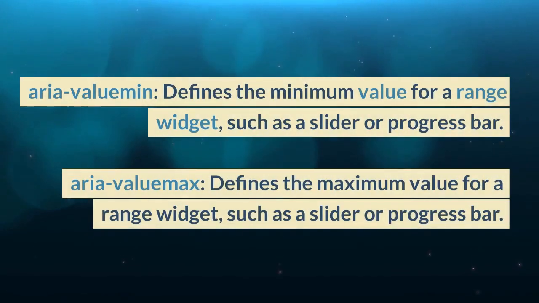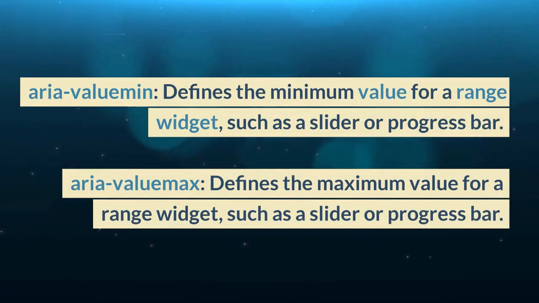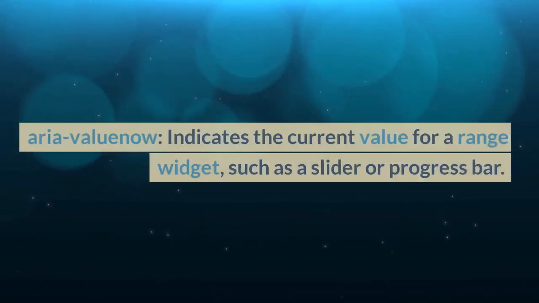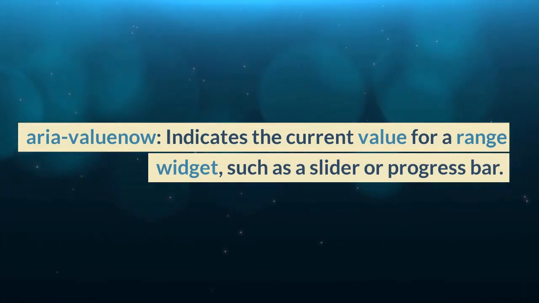Aria-valuemin defines the minimum value for a range widget, such as a slider or progress bar. Aria-valuemax defines the maximum value for a range widget, such as a slider or progress bar. Aria-valuenow indicates the current value for a range widget, such as a slider or progress bar.